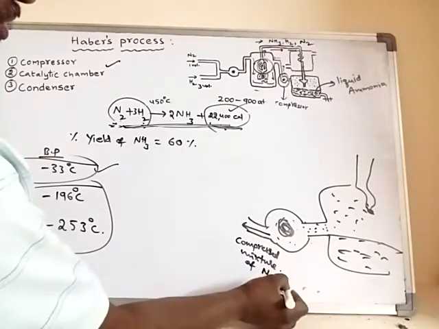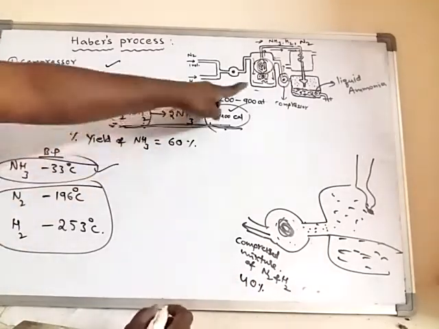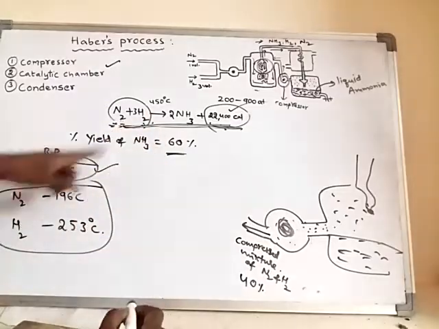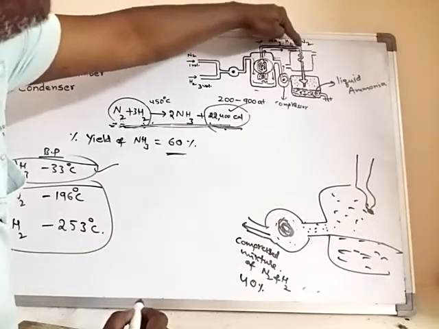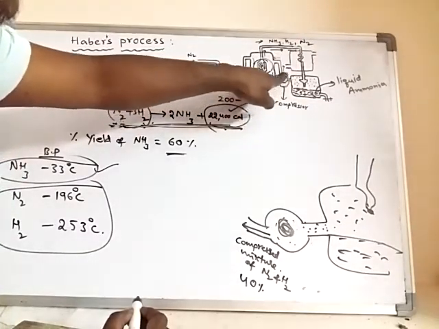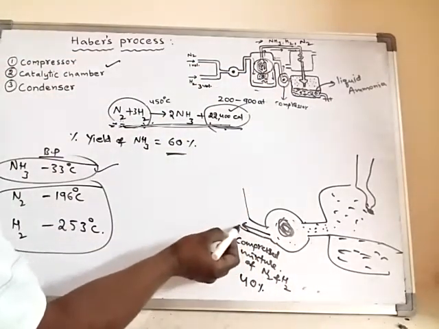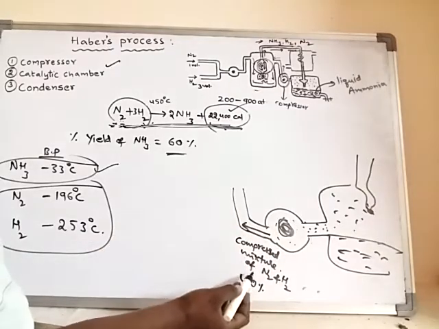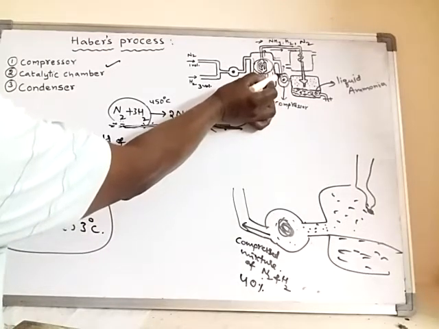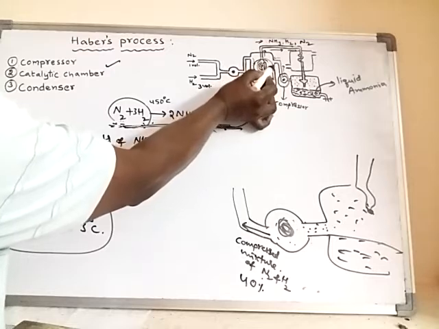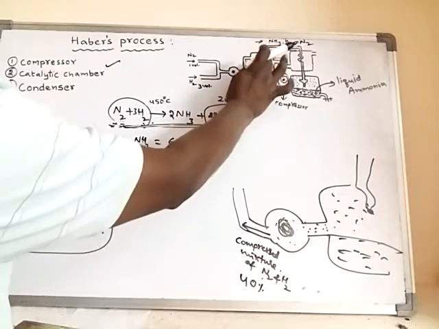Actually it is only a 40% mixture, because already 60% of the mixture is converted into ammonia at the beginning, and only 40% is coming through. That 40% mixture of nitrogen and hydrogen is recompressed here. Now slowly it will enter this pipe and finally reach the catalytic chamber. So in this catalytic chamber, what happens?